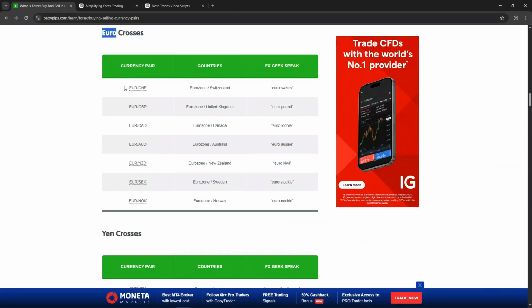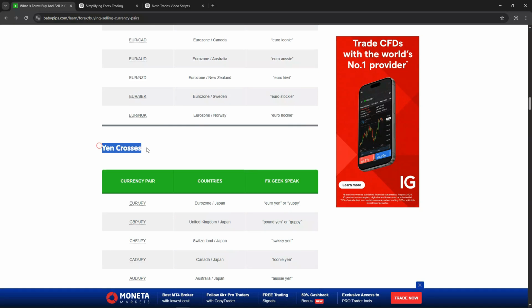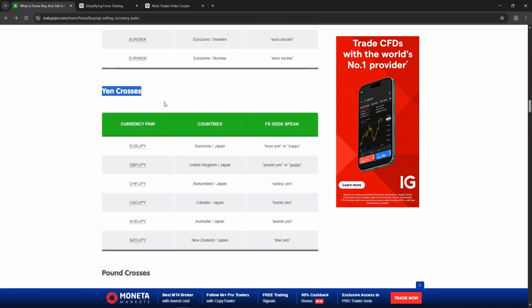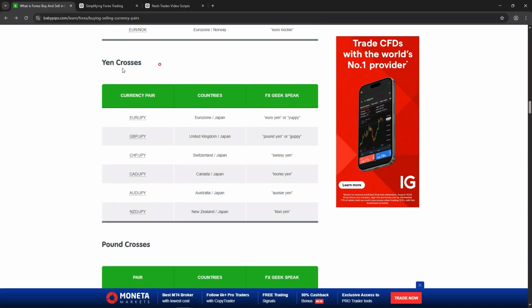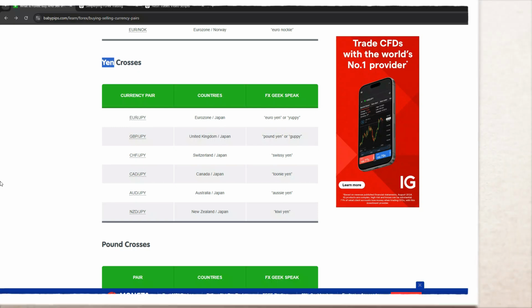The next one is yen crosses. These are currency pairs where the Japanese yen is traded against other currencies without the use of dollar. So instead of USD JPY, you'll see pairs like Euro JPY, GBP JPY, and AUD JPY. And in simple terms, yen crosses are just cross-currency pairs that involve the Japanese yen.